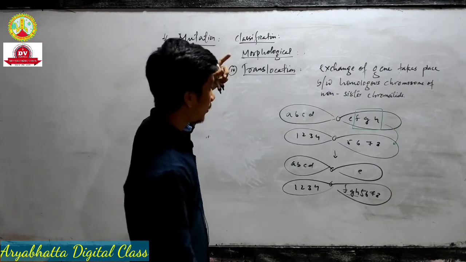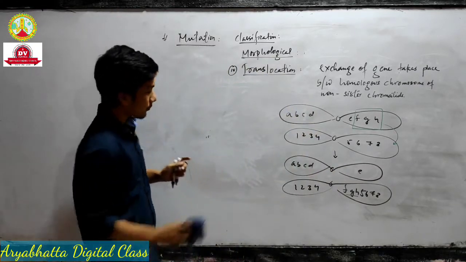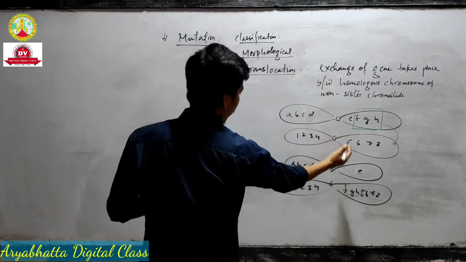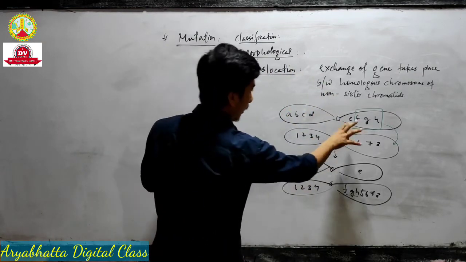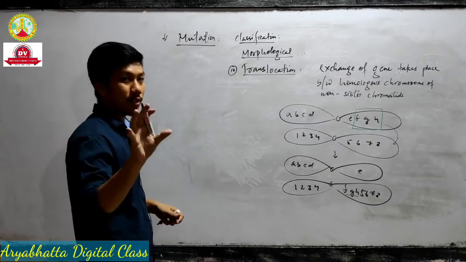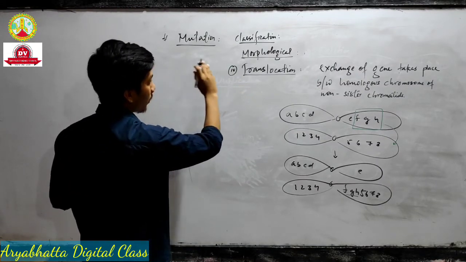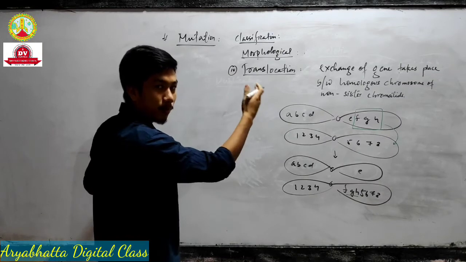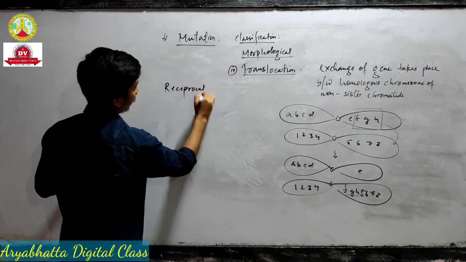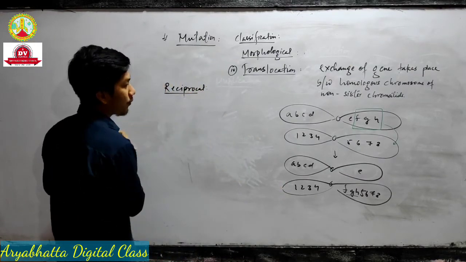Now it can happen in this way, or it can happen in one more way also. A slight modification of translocation is known as reciprocal translocation. You write it down: a slight modification of translocation is called reciprocal translocation. So one can be that way, and another can be reciprocal translocation.